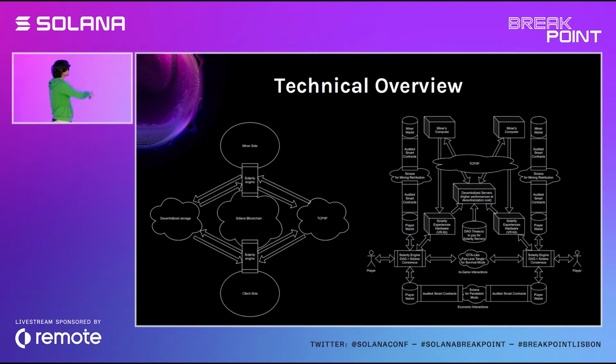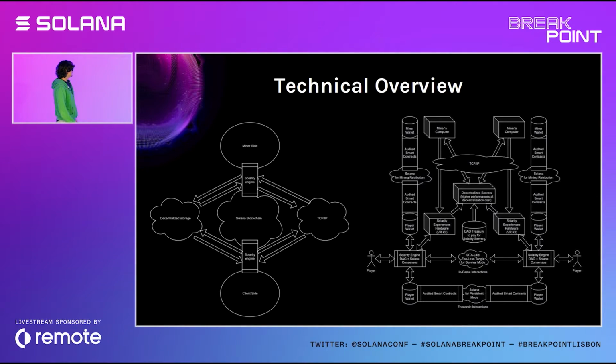Okay. This is a technical overview. Basically, our approach is to have something like Google Stadia, because we need low latencies. To do that, we're going to have miners and clients, but you couldn't have a miner in Shanghai and a client in Lisbon, because you need low latencies, and nowadays you cannot do that.